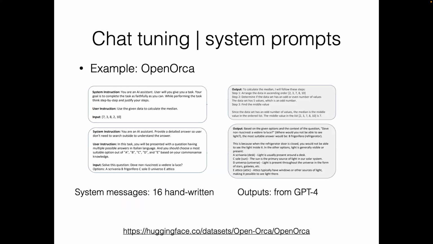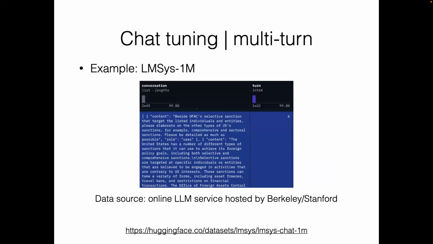So one option here is to try to use language models to generate this chat data, because it might be hard to collect the chat data. So people tried to do this. Here they started off with these 16 just handwritten system messages. And then you can prompt the language model and try to generate some different outputs.